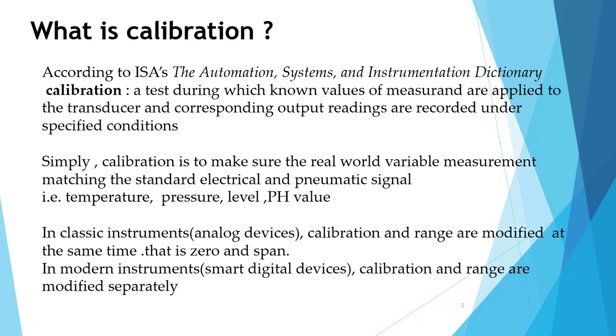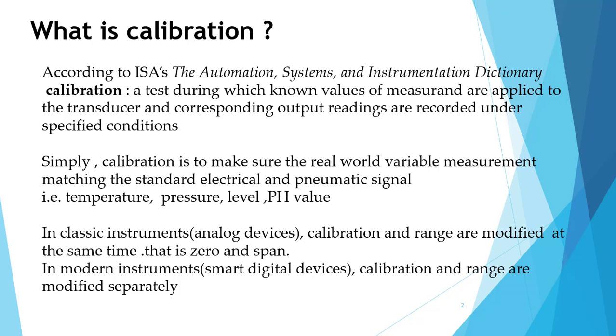Okay, in classical instrumentation, which is just analog devices, calibration and range are modified at the same time. That means if you do an analog device, you should adjust zero and span. You do zero modification first, then you do span modification.